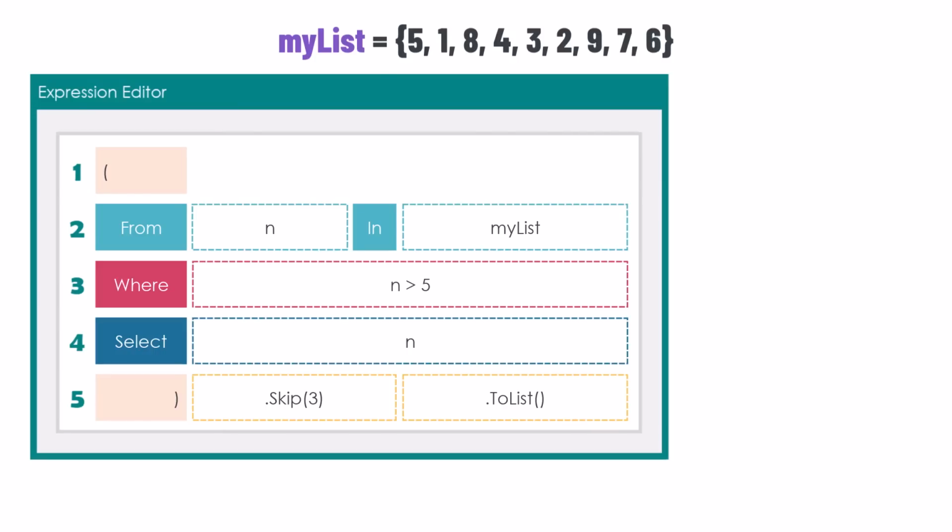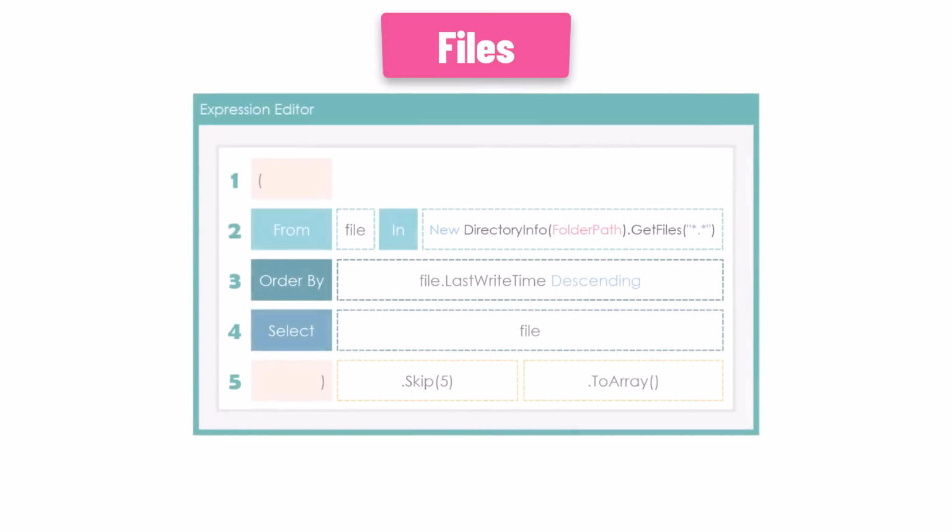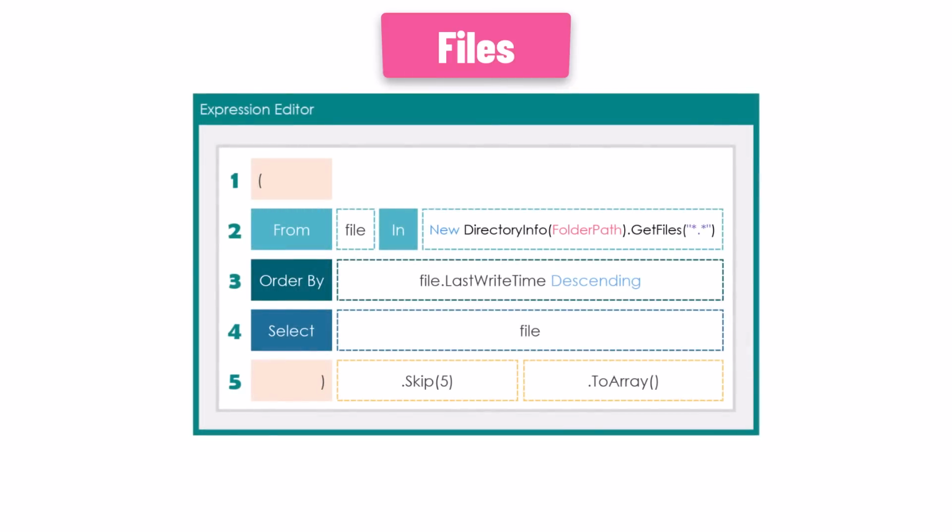Moving on, let's consider a scenario where we want to skip some files from a folder based on their last write time. For instance, if we wish to bypass the 5 oldest files and fetch the rest, we'd write our LINQ query like this. Notice how I've used the skip method after sorting the files. The outcome is an array of file info, representing all files except the 5 oldest ones. The same can be done to skip the newest 5 files from a folder. I only change the sort from ascending to descending.